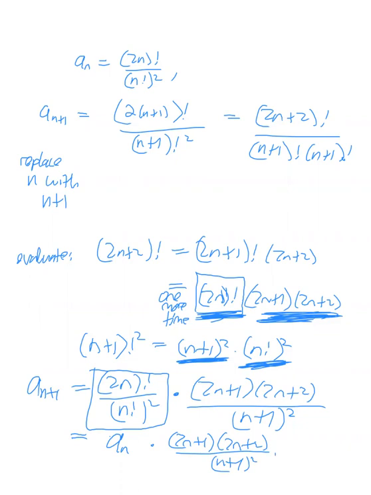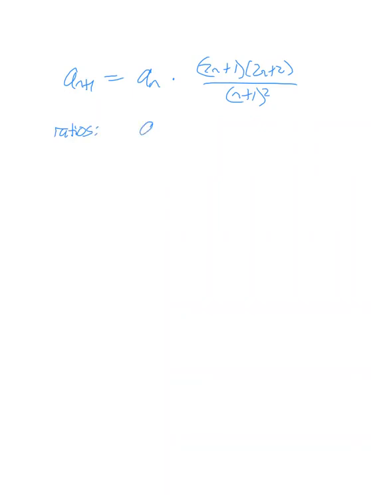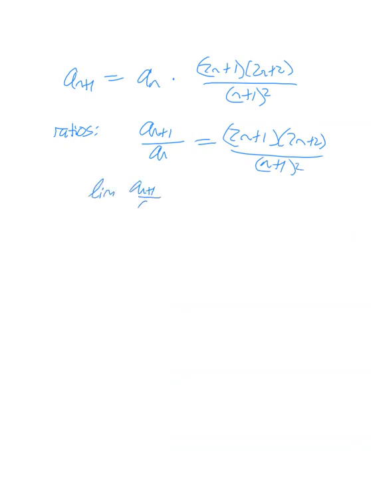So I'm just going to now go to evaluate this limit. So I know that a_{n+1} is a_n, the original thing, times this extra stuff. And really, I just need to evaluate the extra stuff because remember, our ratios, how geometric it is, that's what we're looking at here. a_{n+1} over a_n is (2n plus 1) times (2n plus 2) over (n plus 1) squared. So I just need a limit of these ratios.